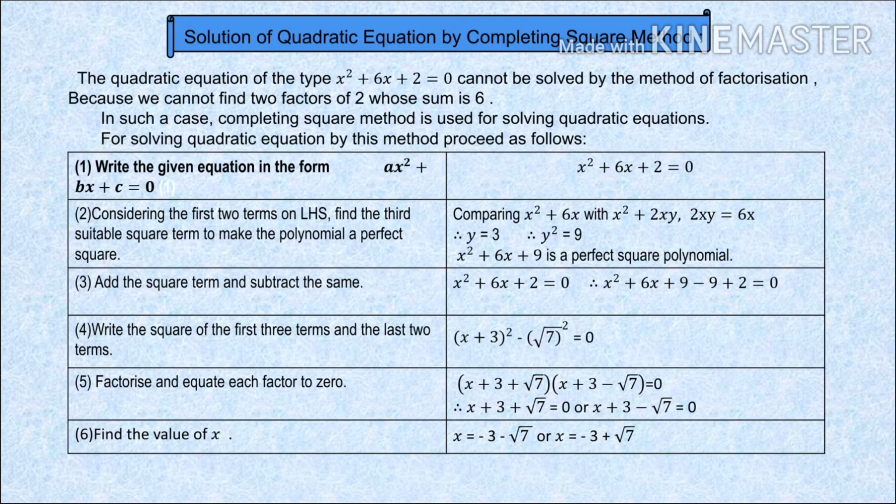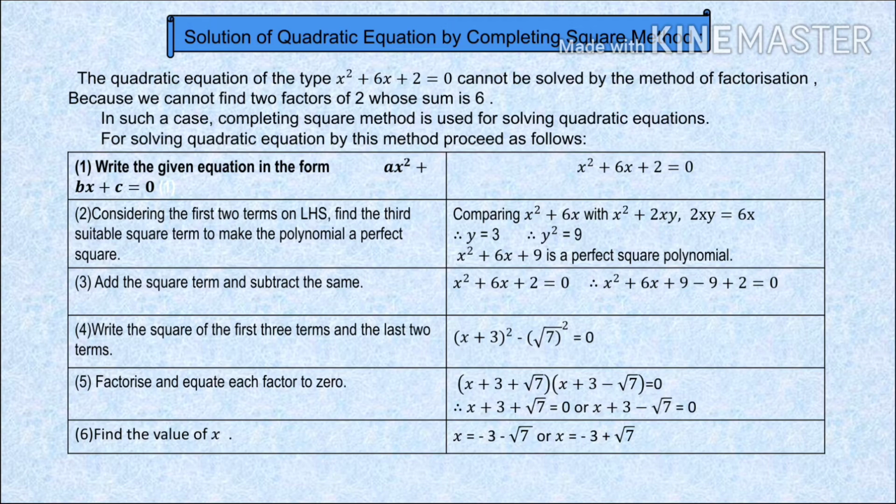First step, write the quadratic equation in standard form, that is ax square plus bx plus c is equal to 0. Already our equation is in the standard form, x square plus 6x plus 2 is equal to 0. Then second step, considering the first two terms on the left hand side, find the third suitable square term to make the polynomial a perfect square.